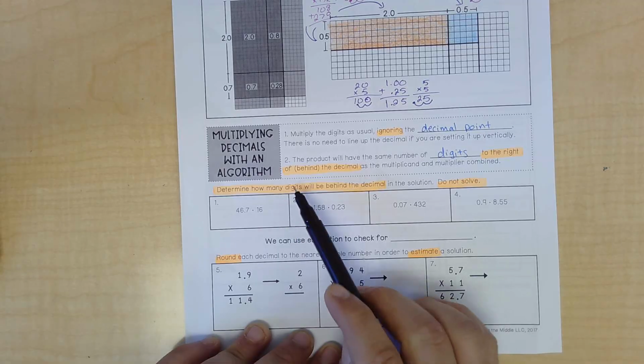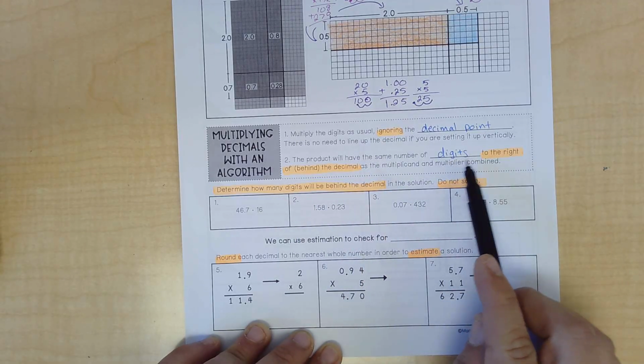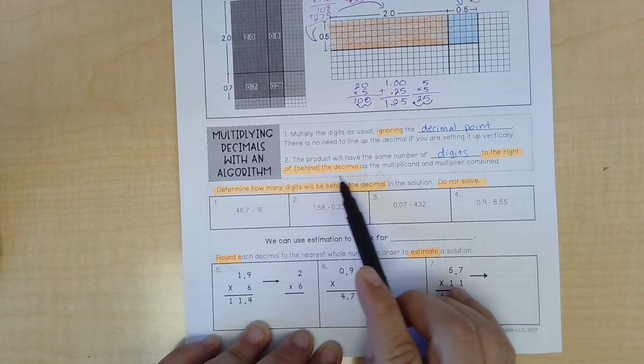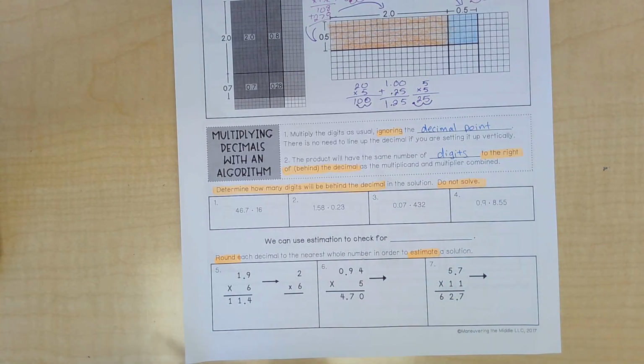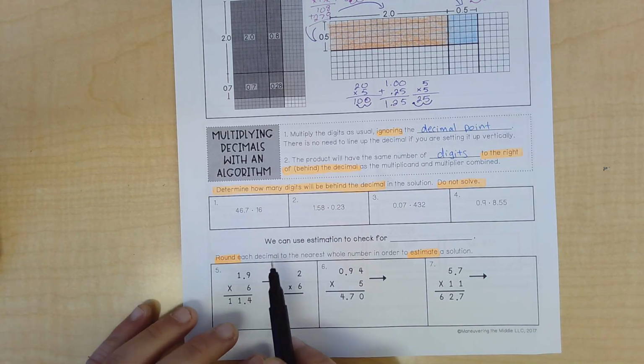It says the product will have the same number of digits to the right of, or behind, the decimal as the multiplicand and the multiplier combined. Okay, so whatever you're multiplying, however many numbers are behind that decimal, that's how many times you're moving the decimal.